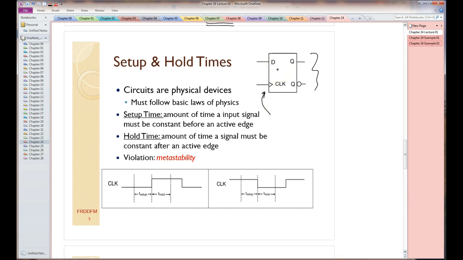Well, it turns out that I need to treat this D input here special, meaning I must hold it stable before this clock edge, and I must hold it stable after that clock edge. And so the notion here is the time I need to hold it stable before the clock edge is referred to as a setup time, and the time I need to hold it stable after the clock edge is referred to as a hold time.